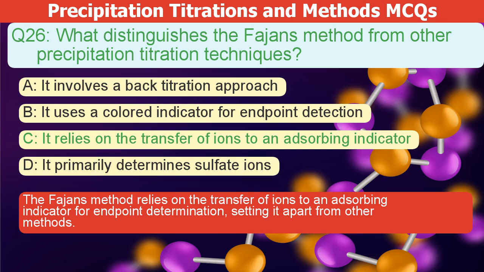The correct answer is C. The Fajans method relies on the transfer of ions to an adsorbing indicator for endpoint determination, setting it apart from other methods.